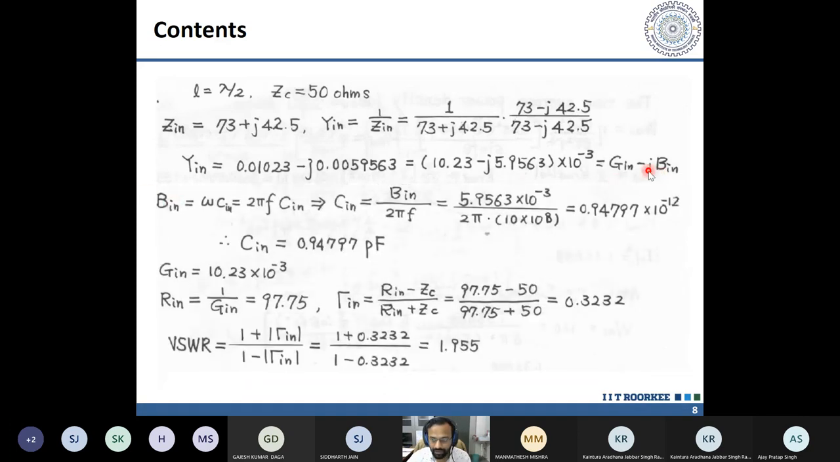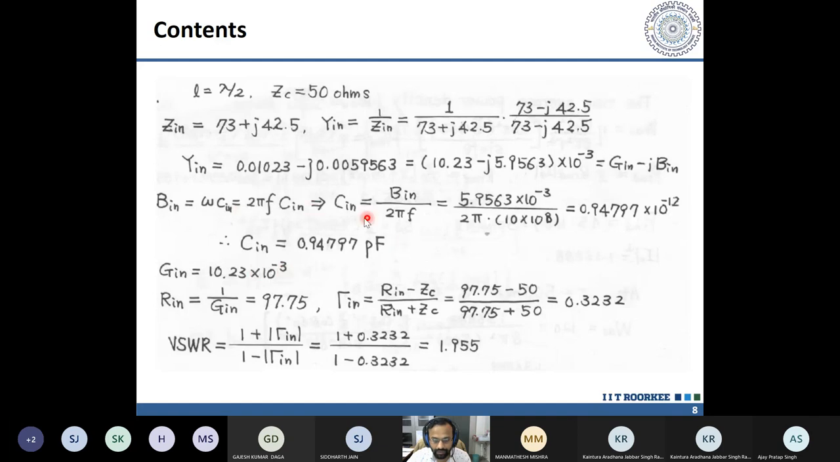The capacitance has to cancel the susceptance. So omega C in should be equal to B in, right? So it has to cancel the susceptance. The susceptance of the capacitor is given by omega C in, which should be equal to B in. Frequency is known. B in, we evaluated it. So determine the capacitance. The capacitance is around 1 picofarad.